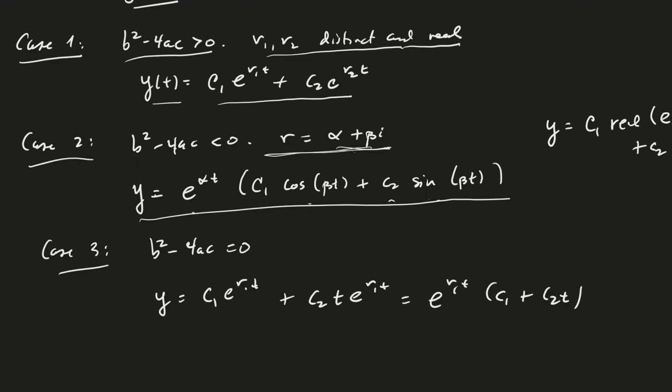And the last case is what we just did. b squared minus 4ac equals 0. Our second solution is t e to the r1t, because we only have one r. I guess I didn't need r1, I could just write r. And you could factor out the e to the rt, and so you would be left with c1 plus c2t there. Good. So now we'll just try a few exercises.